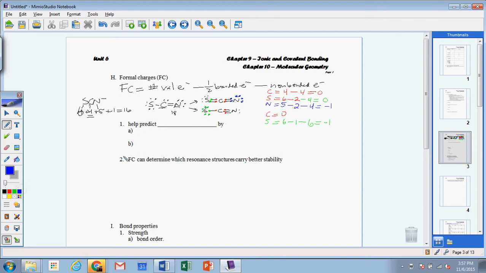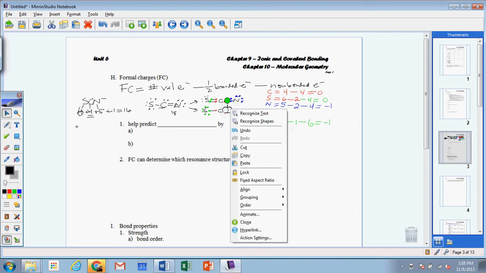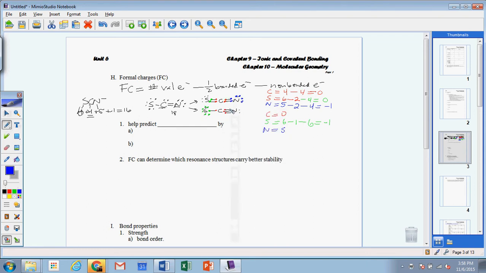Let's do the nitrogen again in blue. Nitrogen comes in with 5 valence electrons. It's contributing in the bond 6 of these bonding electrons. It contributes half of those, so it's contributing 3. And then it still owns a pair of electrons that are not bonding, so it's got 2 of those. In other words, 5 minus 3 minus 2 is 0.